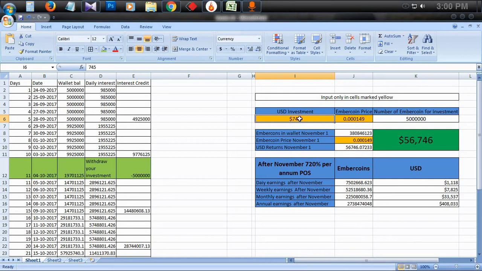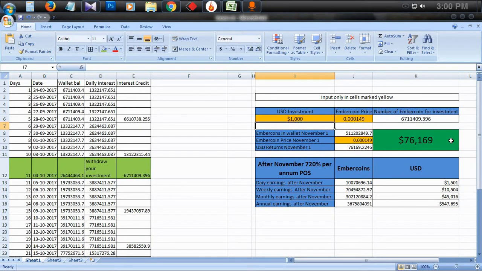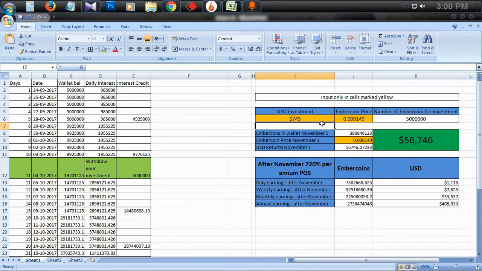So first thing is the USD value of your investment and the market price of Embercoin. Once you input these two, you'll be able to see the return at the end of October in this cell. So for example, if you are planning to invest $1,000 today into Ember, then you will be getting $76,169 at the end of October. So let me reset this to my 5 million Embercoin.